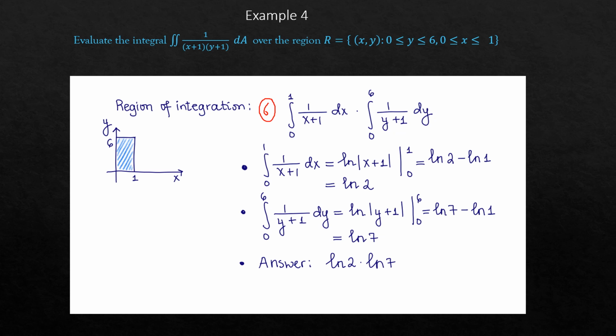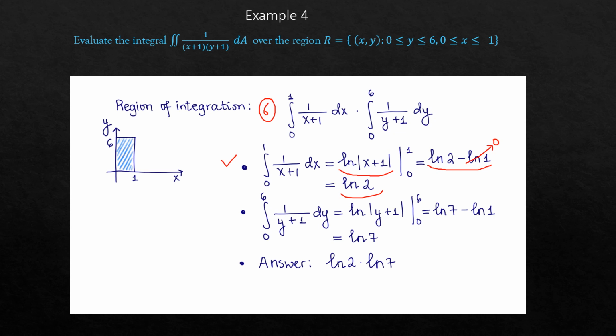So this is going to be the product of the two integrals. For the x variable, we have limits from 0 to 1. For the y variable, we have limits from 0 to 6. And here I'm doing these computations. So the integral from 0 to 1 of the function 1 over x plus 1 dx is the natural log of absolute value of x plus 1. We carefully evaluate this expression, and natural log of 1, we know that's 0, so that's gone. So that's the answer for the first integral.